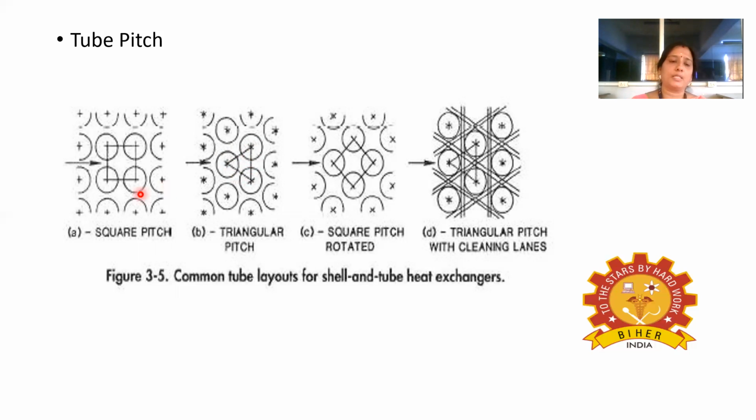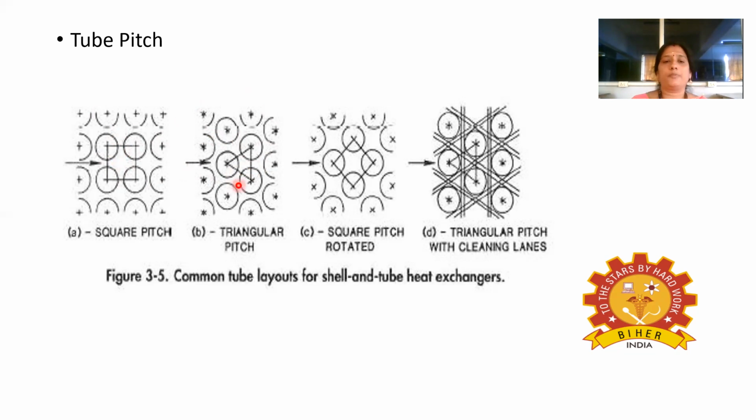There are some advantages as well as disadvantages of these two pitches. In a square pitch, the cleaning will be very easy because the gap between the two tubes will be more, so that we can insert the brushes. We have no need to dismantle the whole unit of the shell and tube. We can just open the shell side and insert the brushes between the tubes, and it can be cleaned. This is the advantage of that.